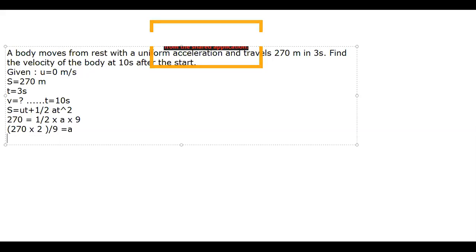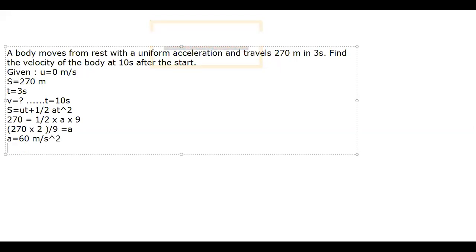So how much is the answer we are getting? We find A is 60 meter per second square. This is very important. We need to know the acceleration. And how much is the acceleration? The acceleration is 60, beta. Atharva, you had added one more zero. So the acceleration is 60 meter per second square.